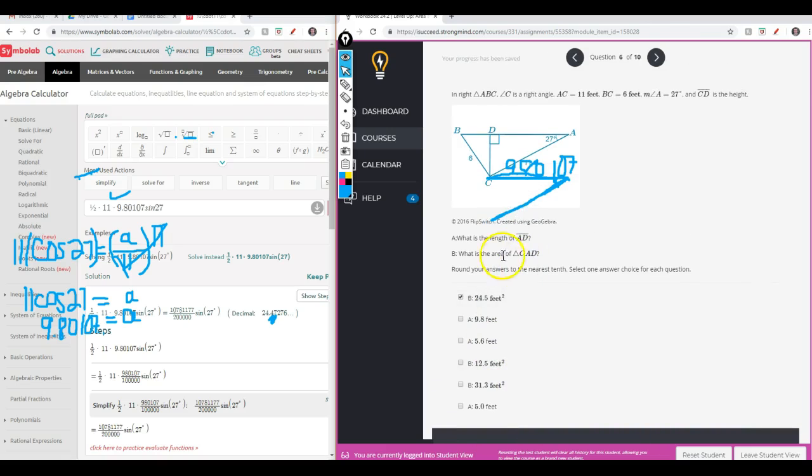That would be for question B. And again, for question A, it was 9.8 feet, rounded to the nearest tenth right there. And so make sure you have your answer for question A and for question B.